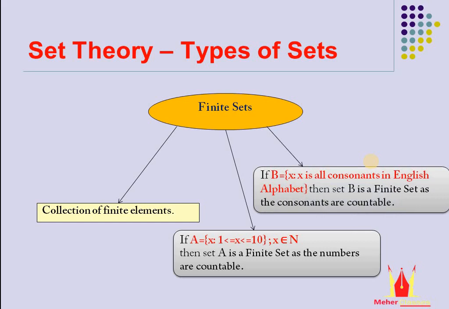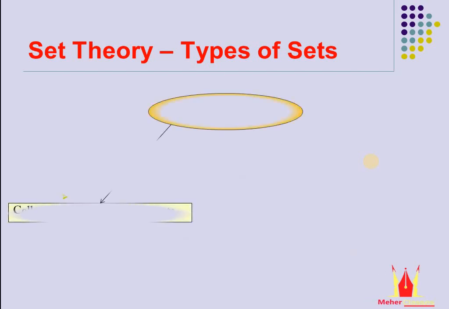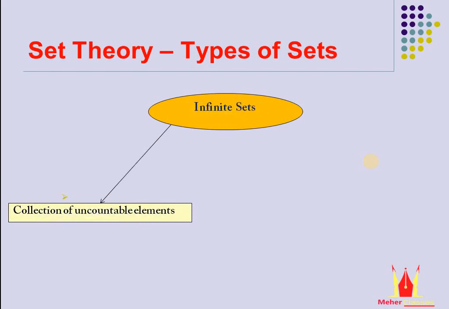Now let's take a second example. If there is a set B which has the collection of consonants in English alphabet, you can count the consonants of English alphabet, right? So set B is known as the finite set here. Now let's talk about the infinite set. Again, it's self-explanatory. It says collection of uncountable elements. So the elements which you cannot count.